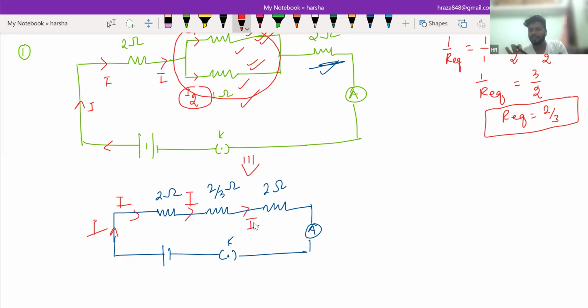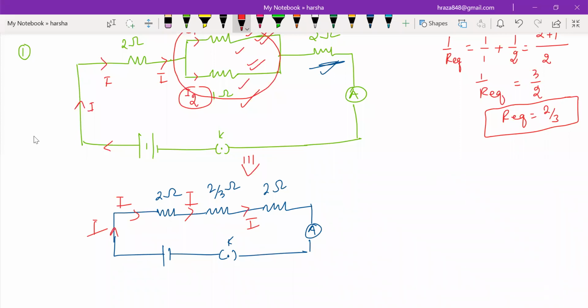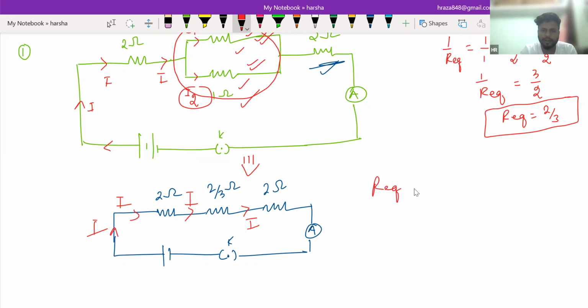Now these three resistances are in series or parallel, Sarah? These three resistances, 2 ohm, series. You can see because I current, that means same current flowing through each resistance. That means they are in series. And what about R equivalent? Just add this 2 plus 2 by 3 plus 2. And you can see take LCM 3, and it will be 3 2 just 6.